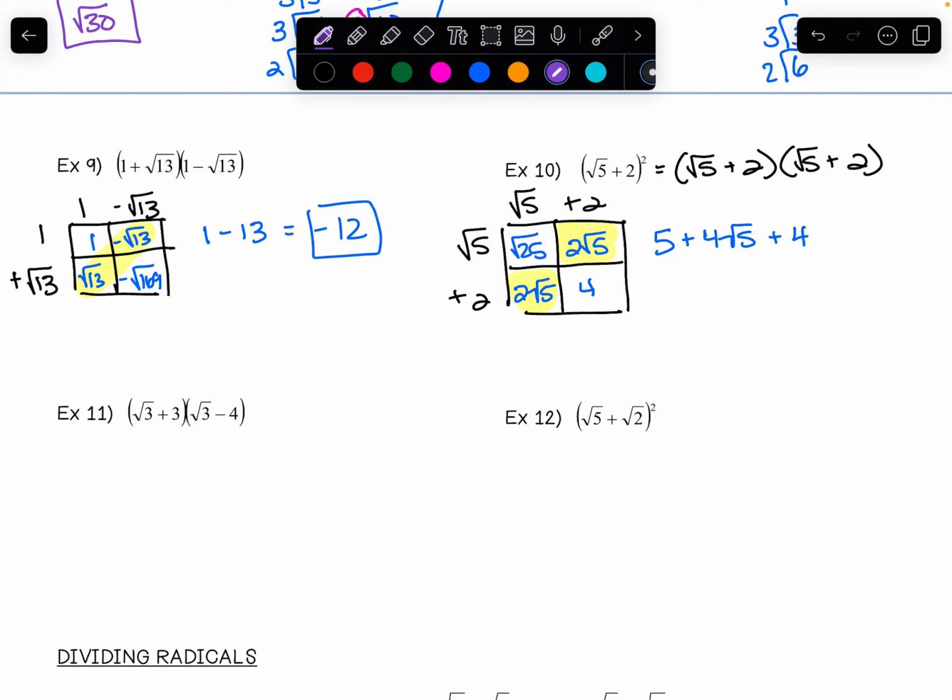Do I have any like terms? Yeah. What's 5 plus 4? 9. So my answer is going to be 9 plus 4 square roots of 5. These are not like terms, so there's nothing else that you can do with this one. So this is your answer. Go ahead and pause the video and see if you can try examples 11 and 12 on your own.